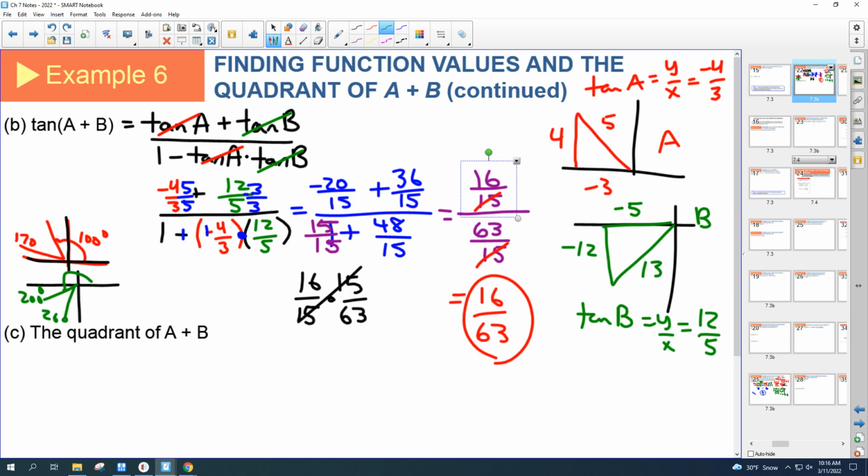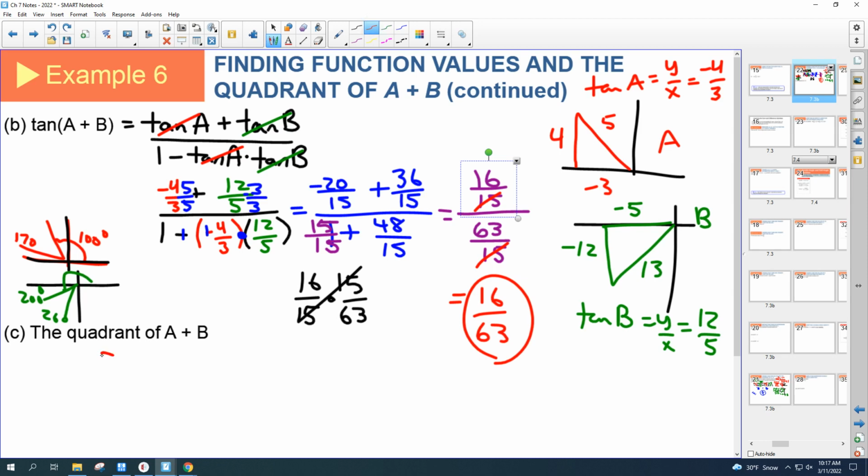And if you added those two angles together, 170 plus 260 is 430. What quadrant is that in? That's in quadrant 1. So I guess you can't really do this because we don't really know what those numbers are. And so it could be 4, it could be 1. We can't really make any assumptions. But here's what we can do.